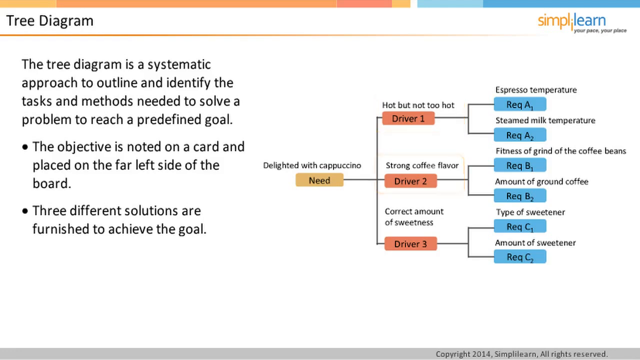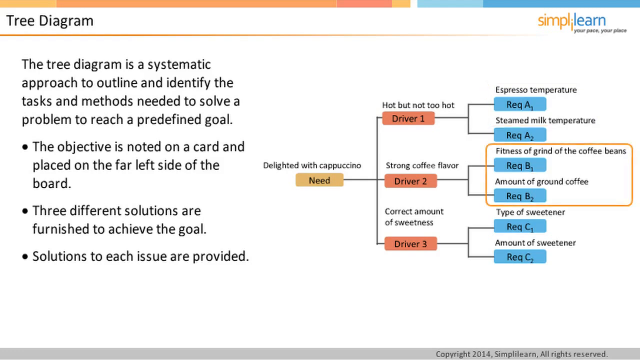In the next step, the 3 issues mentioned in the second stage are addressed at length. Each issue is answered. By maintaining the espresso and steamed milk temperature, the cappuccino can be served at a palatable temperature. Strong flavored cappuccino can be prepared using a good amount of finely ground coffee beans. And a good quality sweetener, used in the right amount, makes a great cappuccino. Thus, the tree diagram can be used to achieve a goal or define a process. In the following screen, we will discuss prioritization matrices.